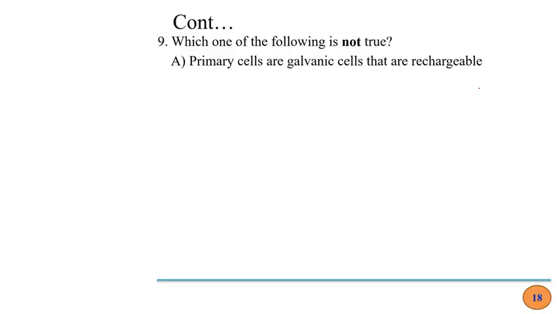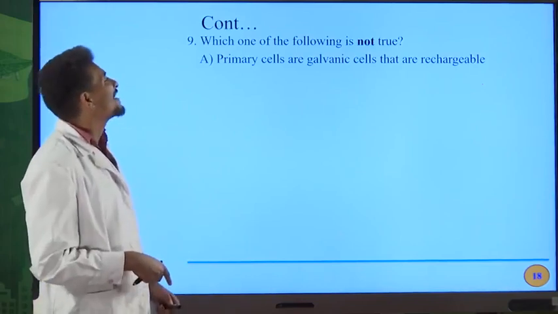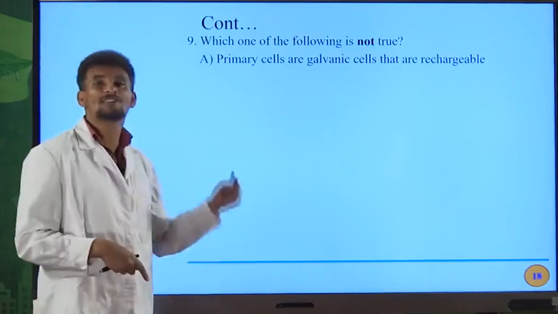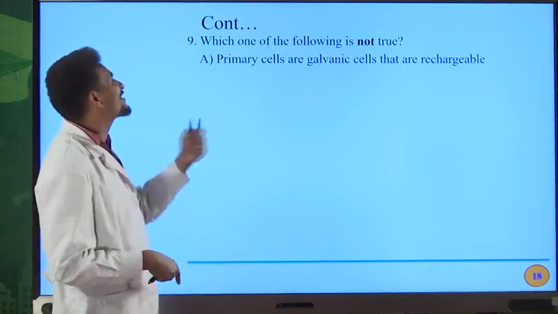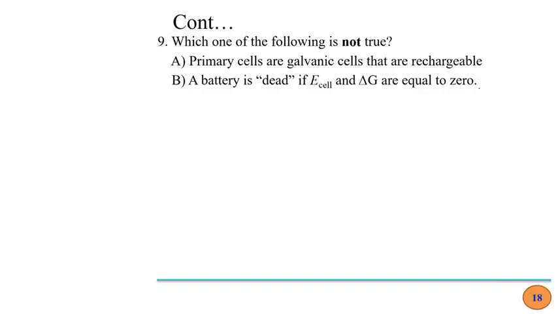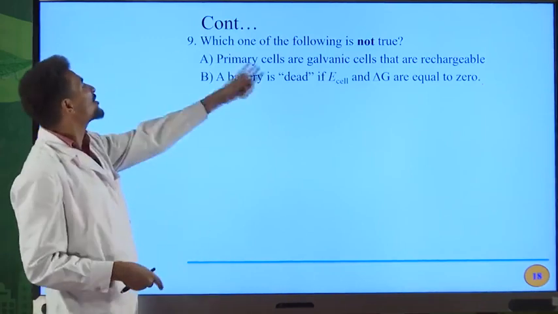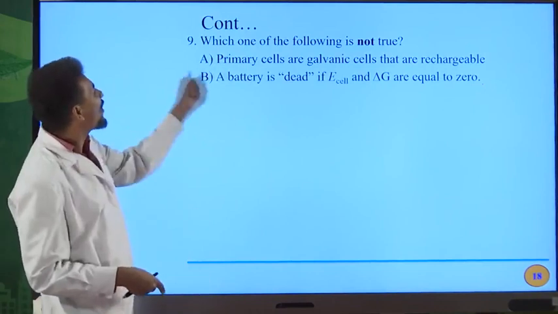Question number 9. Which one of the following is not true? A. Primary cells are galvanic cells that are rechargeable. This is not true because primary cells are galvanic cells that are not rechargeable. But secondary batteries are galvanic cells that are rechargeable. So it says which one of the following is not true? So A is not true.